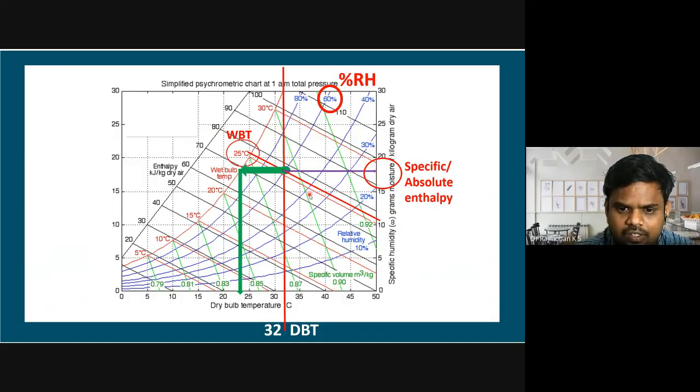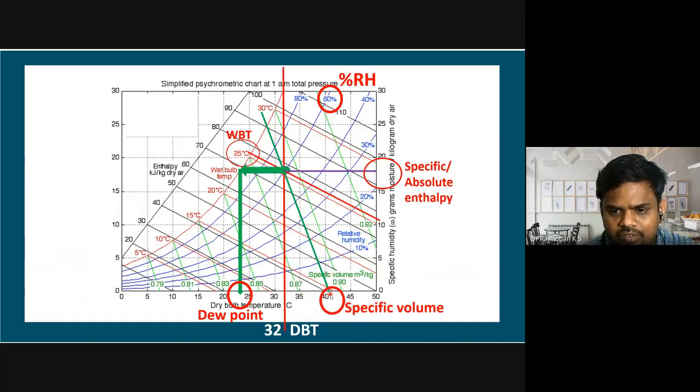Okay, then how to get the dew point temperature? If you draw a line parallel to the x-axis until it gets saturated, that is, you draw a line up to here on the 100% saturation line, you get the corresponding x-axis value, and we will get the dew point temperature. Okay, and this is your specific volume line in meter cube per kg. It is 0.9, it is 0.87. So if you draw a line parallel to these green lines, we will get specific volume. So what is the value? We have to choose. It is 0.87, it is 0.9. Half of it is going to be 0.87.